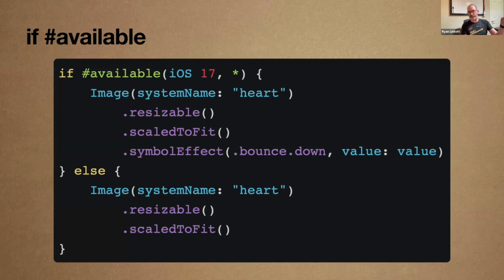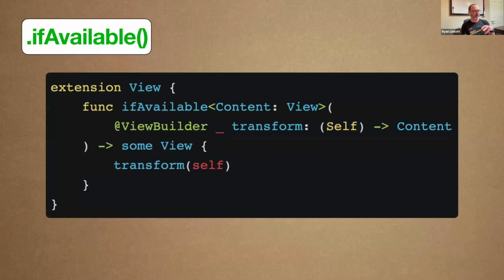So can we maybe take this and reduce it down? Maybe make our own little if available view modifier or extension in this case. And you can see this one's a little bit different from the if modifier I showed before. There's only one use of self, so there's no branching going on inside here. And that's because the branching is going to happen inside the closure.